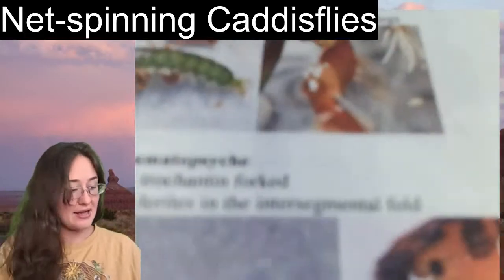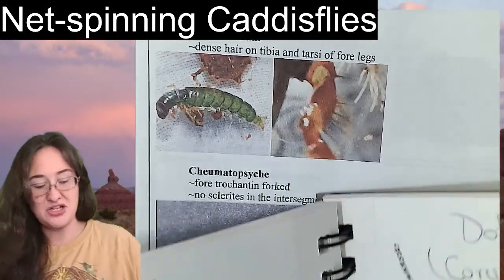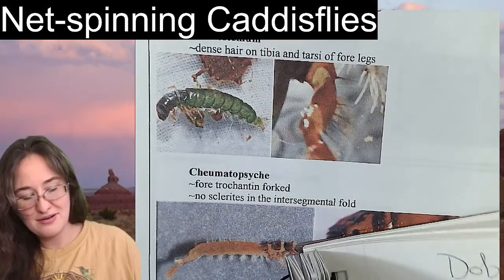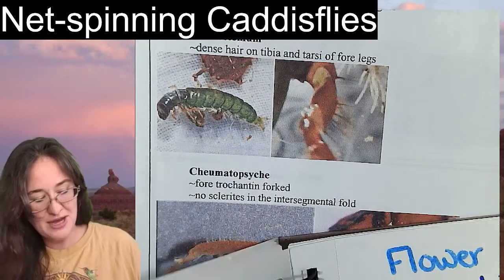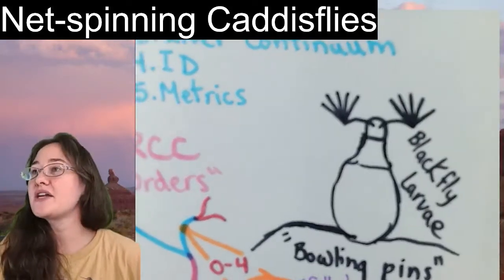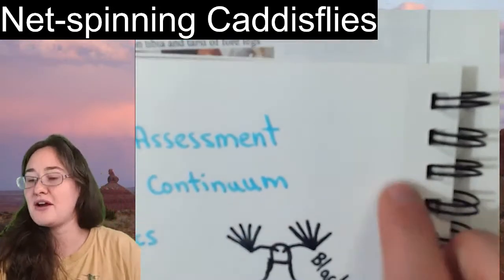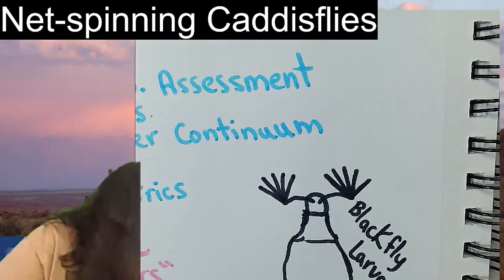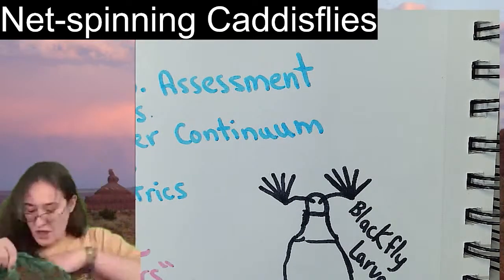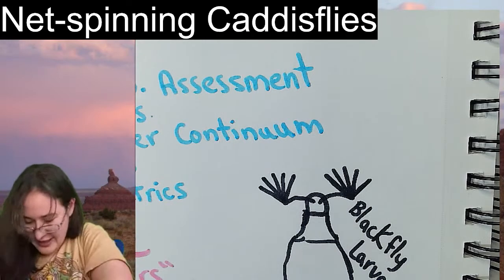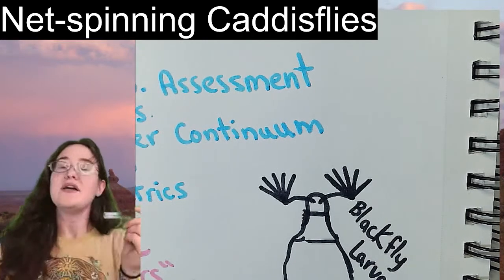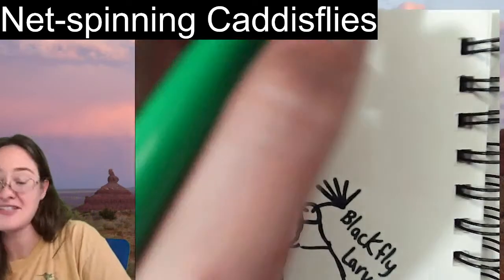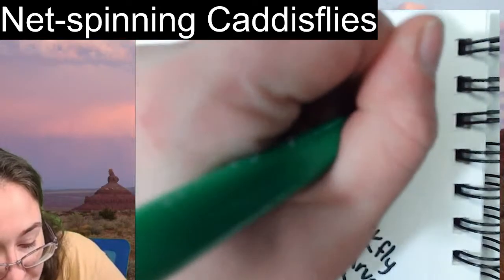I'm going to go ahead and give us a little bit of a sketch. I got something to show ya. Once I get back to our page, I closed it again. All right, so let's see. We're gonna go up here really quick. Generally the body of our net-spinning caddisflies is green.